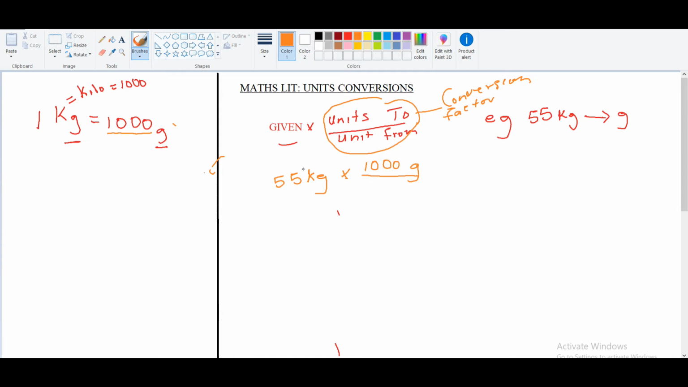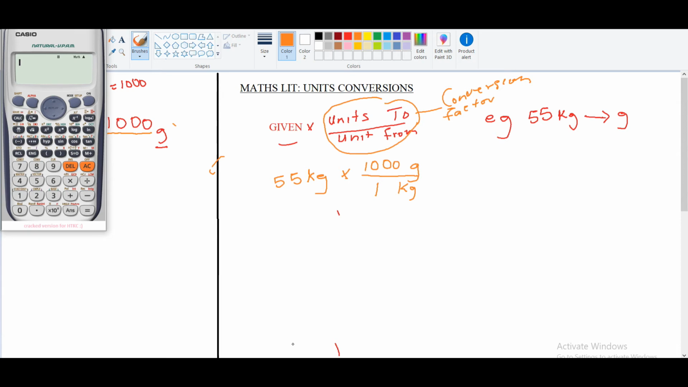Then units from, using a conversion factor, your question is from kilograms to grams. So you write your kg. Go to your conversion factor and look for the number before kg. It is 1. Then you take your calculator, you press your calculator.